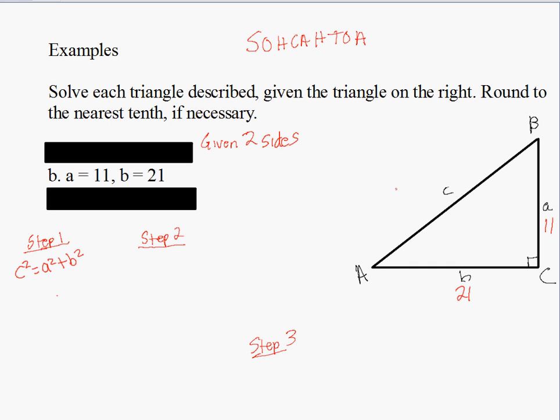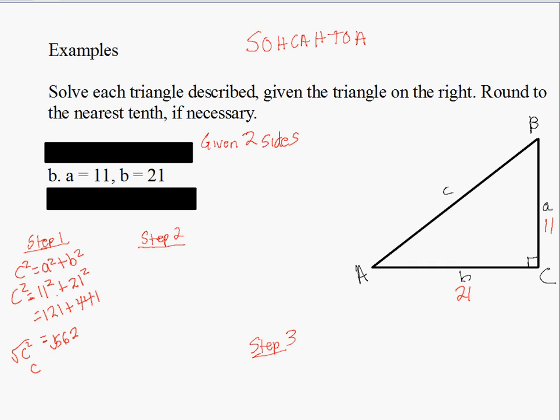I don't know my hypotenuse. So C squared is equal to 11 squared plus 21 squared. 121 plus, what's this, 441? So that's going to be a 2, a 6. So it's going to be 562. C squared is equal to 562.